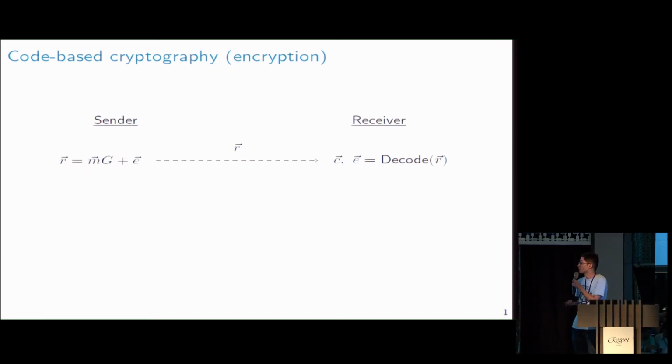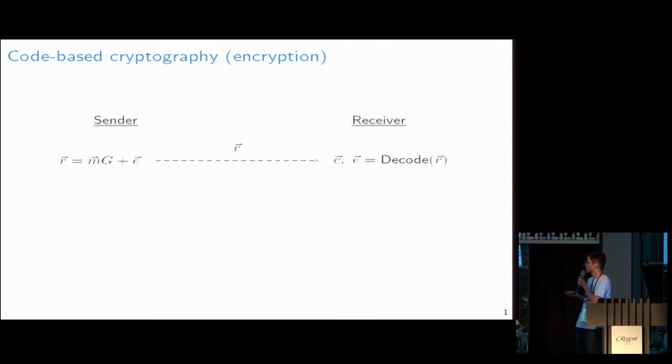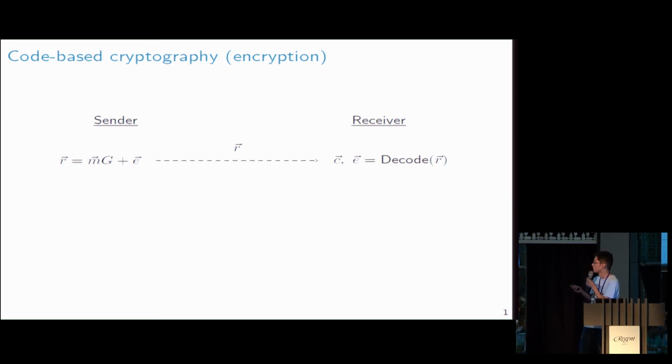What code-based encryption is doing is quite simple. Basically, the sender now just deliberately adds an error, and then sends the whole vector R to the receiver, and then again the receiver, if he wants to decrypt, can use a decoding algorithm to recover C and E. So that's how it is.